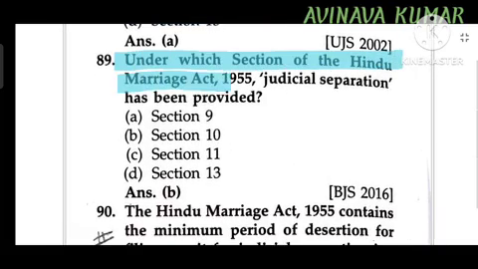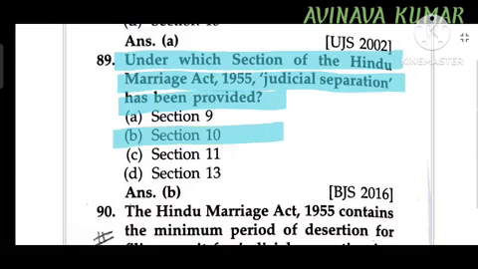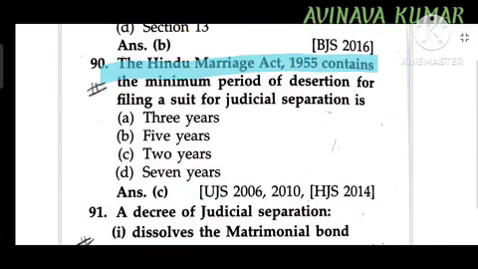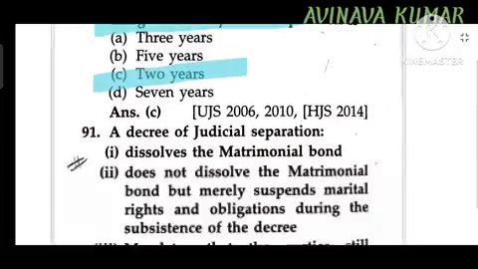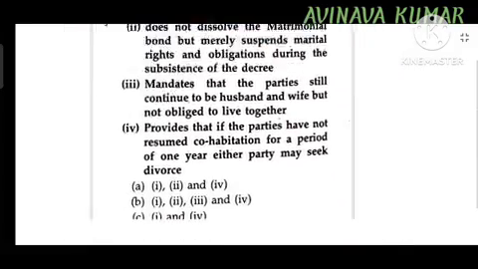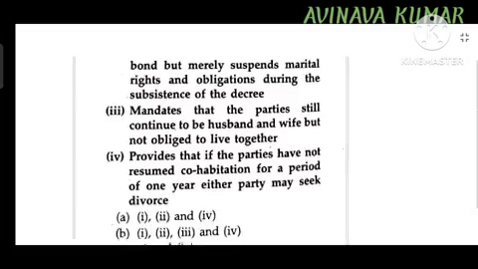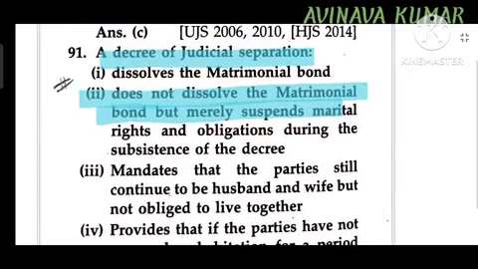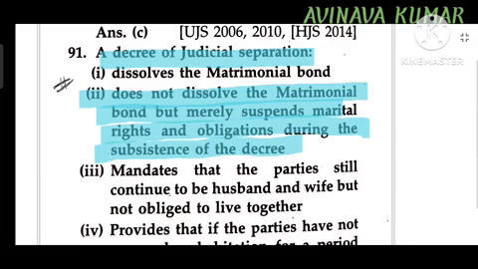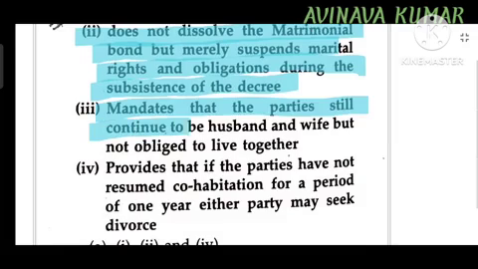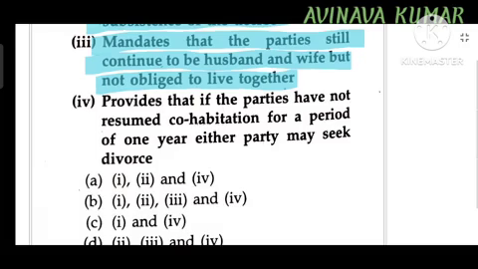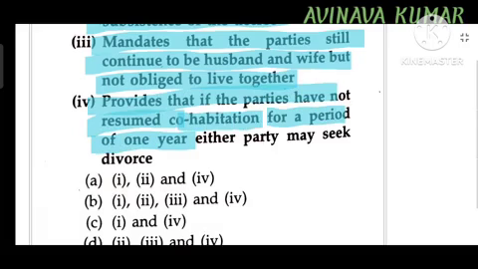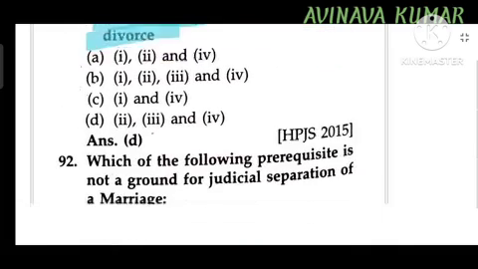Under which section of the Hindu Marriage Act 1955 has judicial separation been provided? Section 10. The minimum period of desertion for filing a suit of judicial separation is 2 years. A decree of judicial separation does not dissolve the matrimonial bond but merely suspends the marital right and obligation during the subsistence of the decree. The parties still continue to be husband and wife but are not obliged to live together. Provided that if the parties have not resumed cohabitation for a period of 1 year, either party may seek divorce.